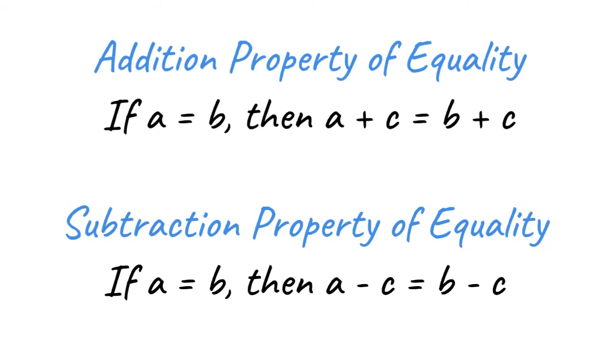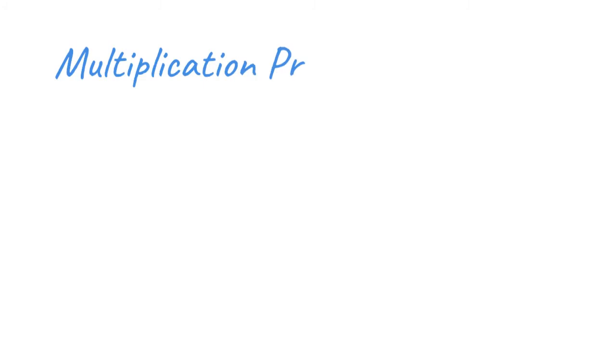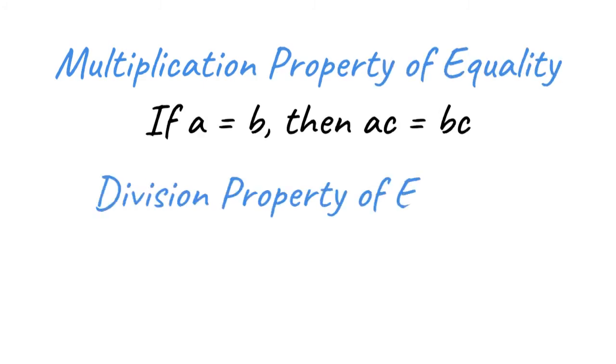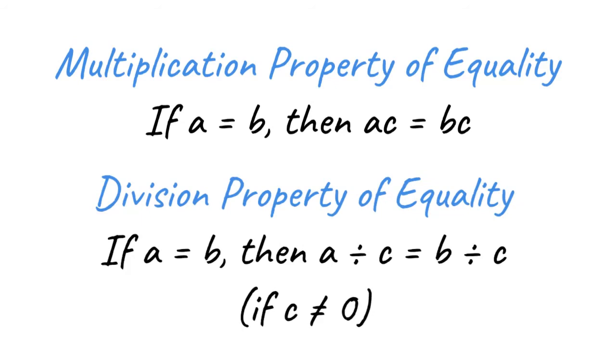You'll find that a lot of the properties and rules that we apply to mathematics actually come down to logic and common sense. We also have the multiplication property of equality. If a equals b, then a times c equals b times c. And in the division property of equality, if a equals b, then a divided by c equals b divided by c, as long as c is not equal to 0.